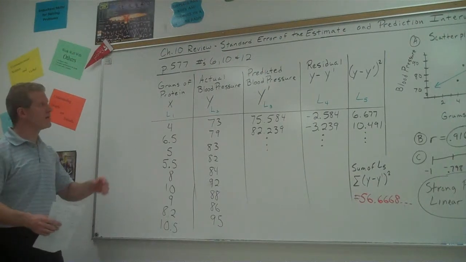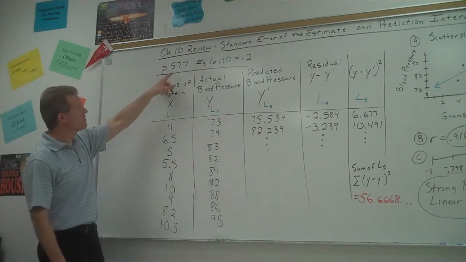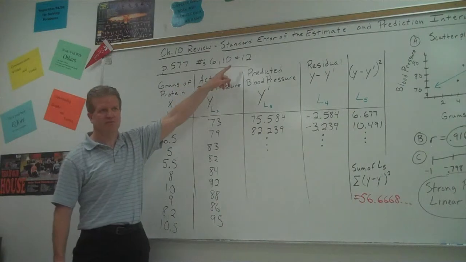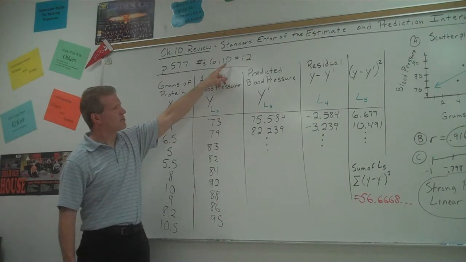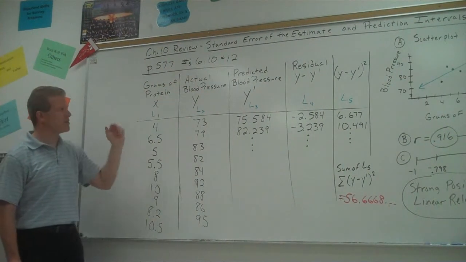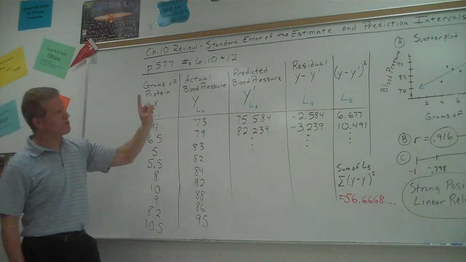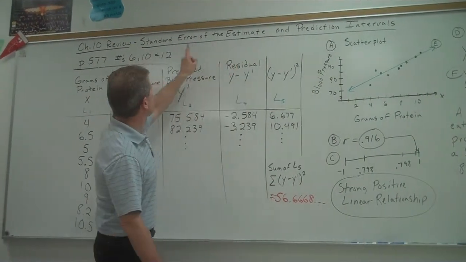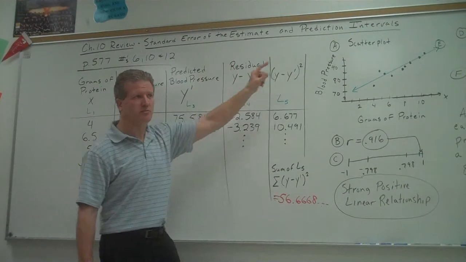All right, it's going. Okay, this is Chapter 10 review, page 577, numbers 6, 10, and 12 on the review assignment for Chapter 10. We're going to learn how to do a regression equation, standard error of the estimate, and a prediction interval.